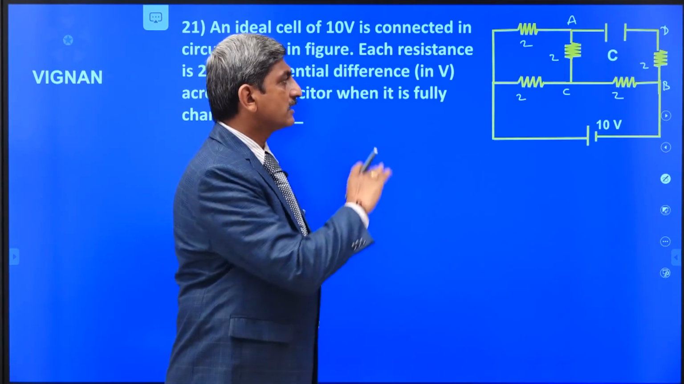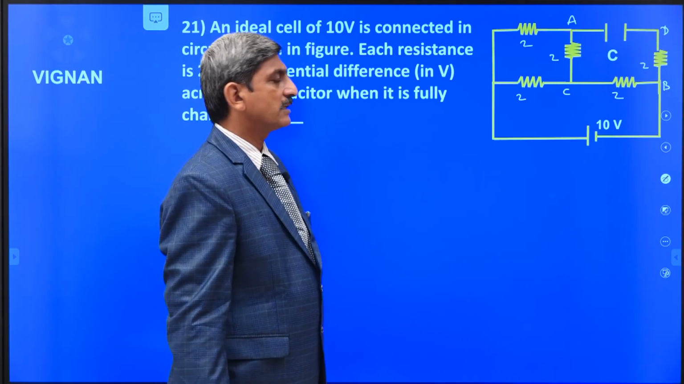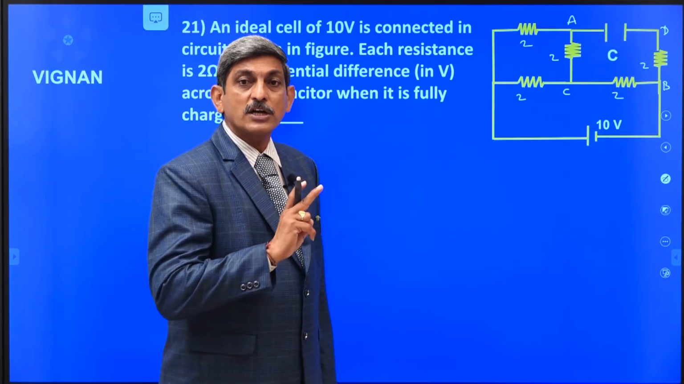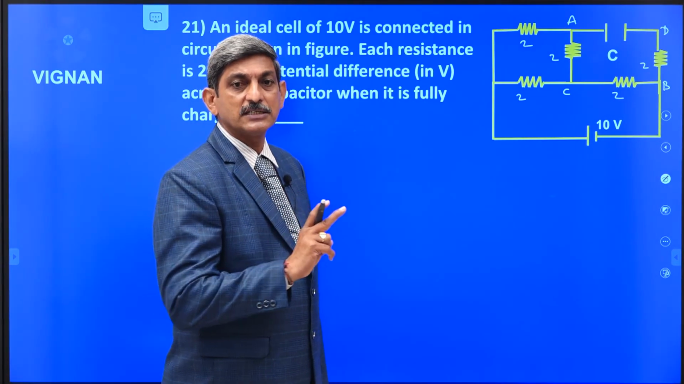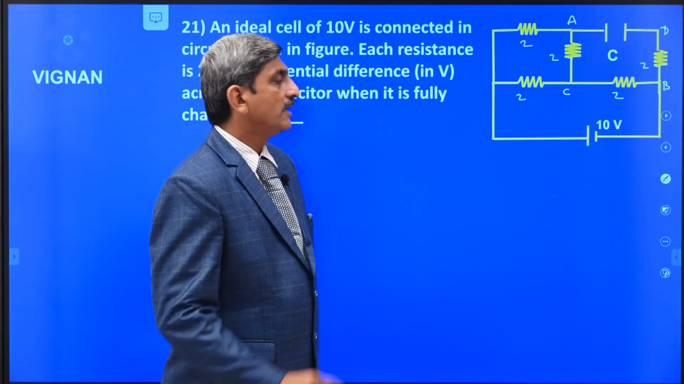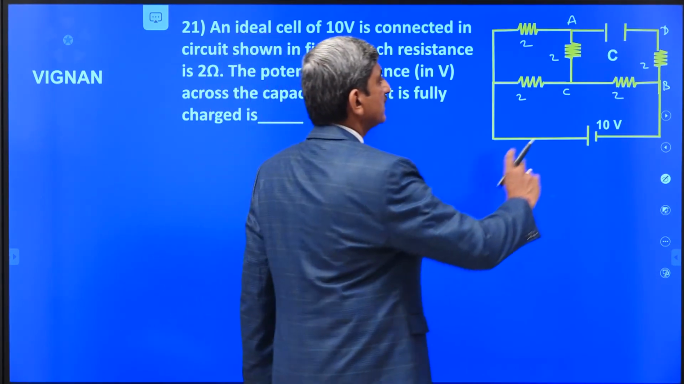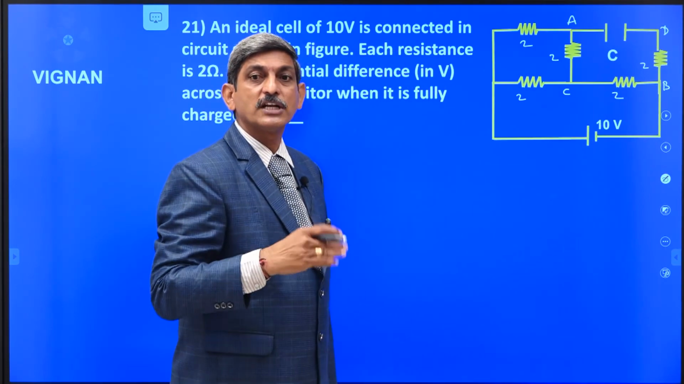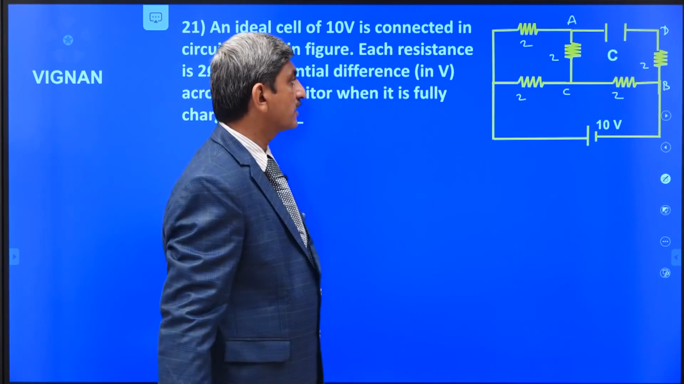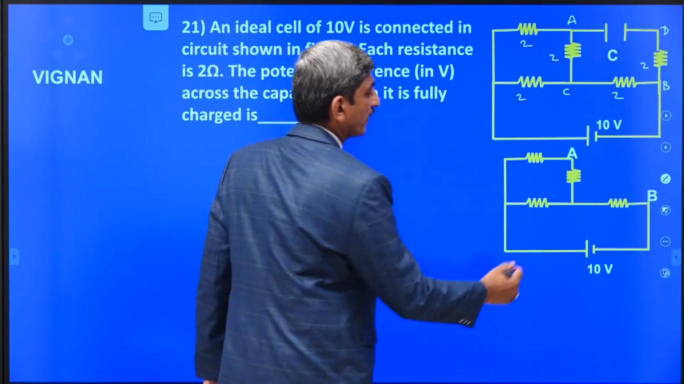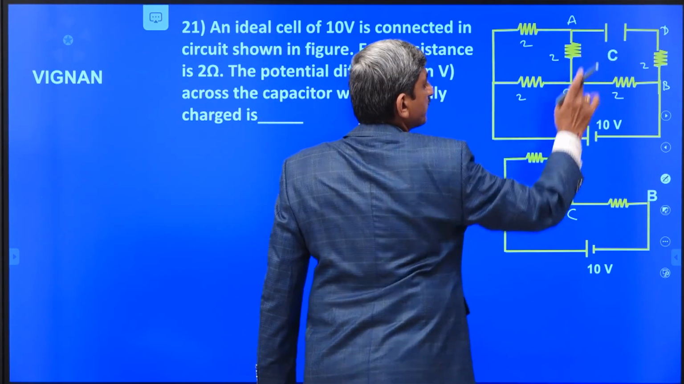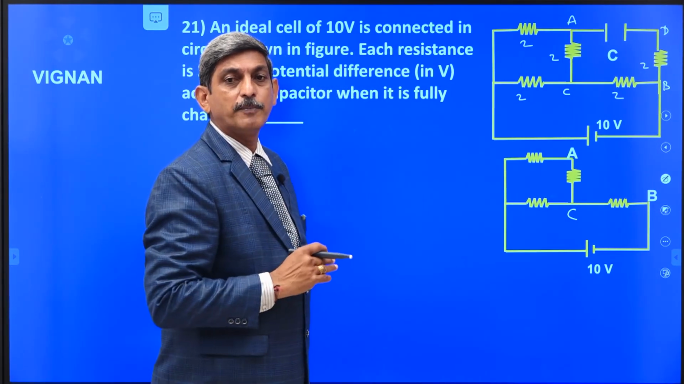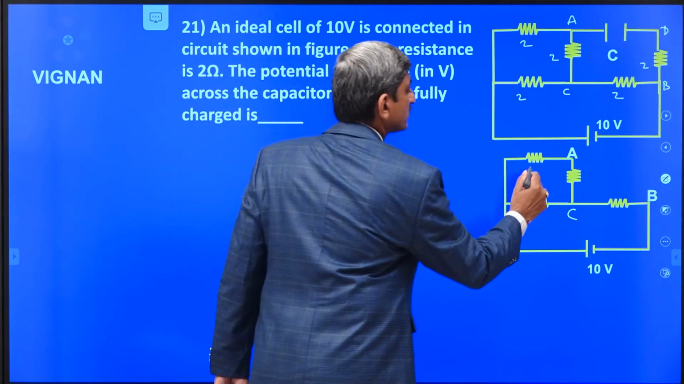Now we want to find out the potential drop across the capacitor. Already we know that whenever the capacitor is fully charged, no current is passing through the capacitor in DC circuits. If no current is passing through the capacitor, then in this ADB branch no current is passing, so that can be removed from the circuit, and the circuit will be like this. Okay? So here, no current is passing through the capacitor. That's why that ADB part of the circuit is removed.